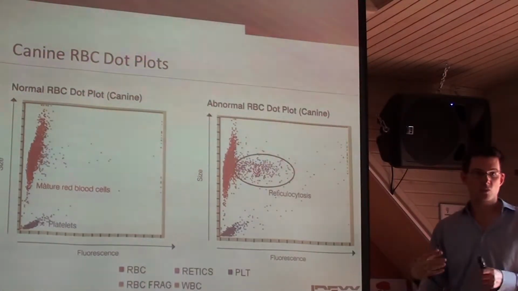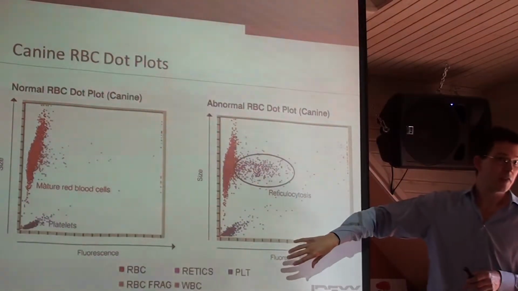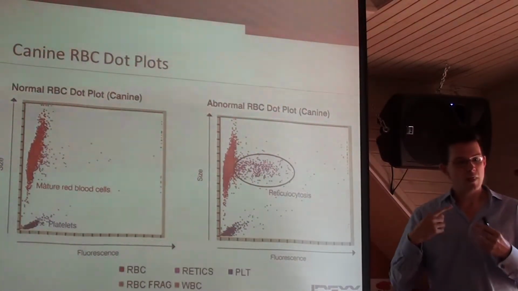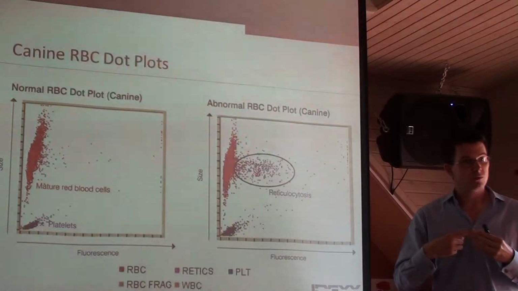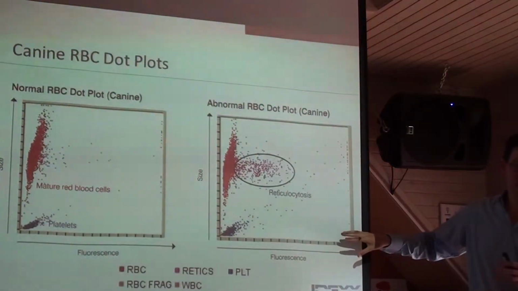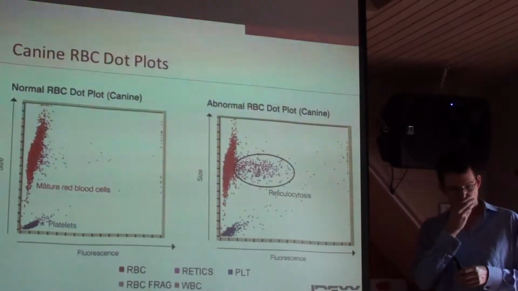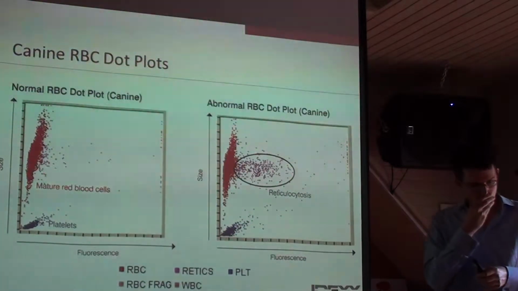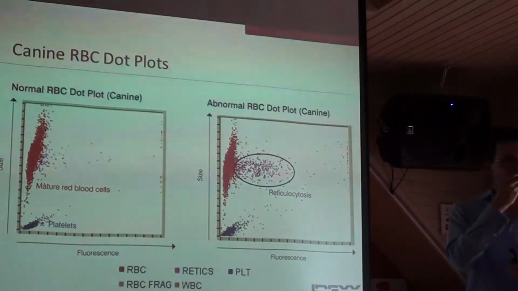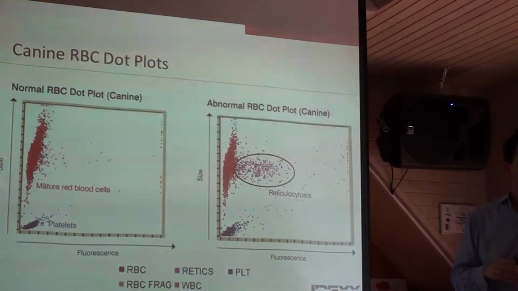On the other axis we have the fluorescence. You're probably not familiar with fluorescence in this particular analyzer, but when the laser strikes the cell with a particular dye, younger, less mature cells in general fluoresce more.